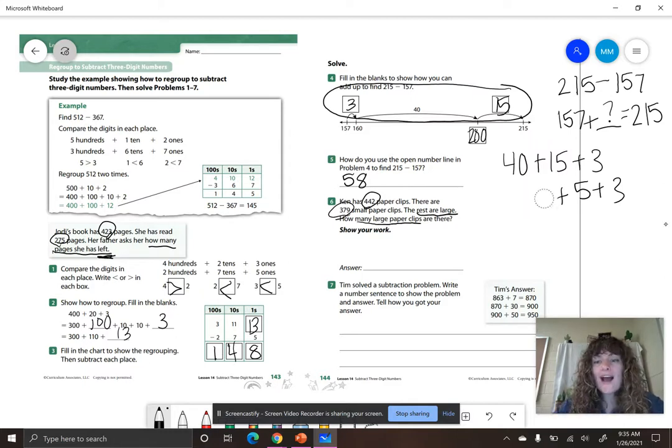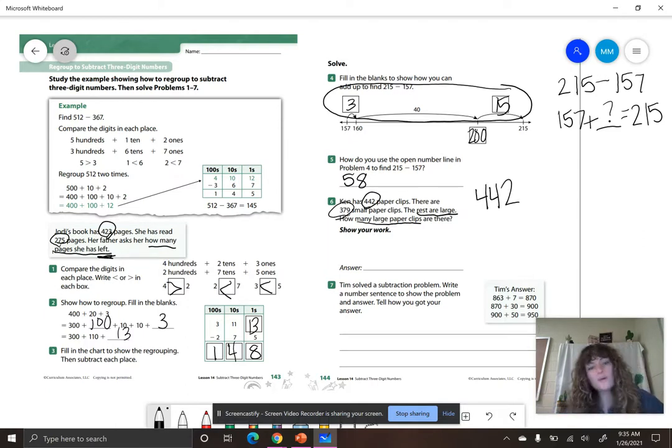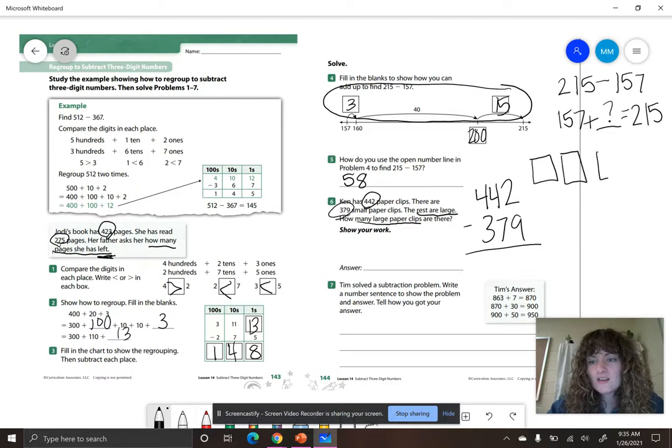So we know how many Ken has altogether. How many paper clips does Ken have? He has 442. So that is our whole. What is the part that we know? 379. All right. The difference is going to be how many large paper clips he has. So I'm going to draw out my whole and take away from my whole. So 442. How many hundreds are in 442? 400. So I'm going to draw 4 hundreds. 1, 2, 3, 4. I'm going to draw 4 tens and 2 ones.